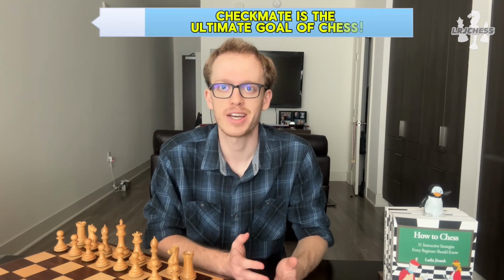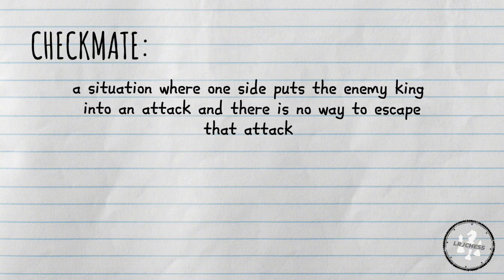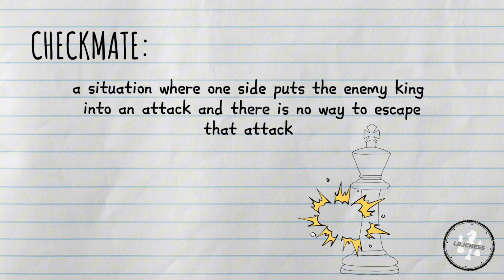Well, what is checkmate, you may ask? Well, checkmate is the ultimate goal of chess. Checkmate is a situation where one side puts the enemy king into an attack, and there is no way to escape that attack. If you can make a direct attack against the enemy king, but they can escape and continue the game, then that's not checkmate.